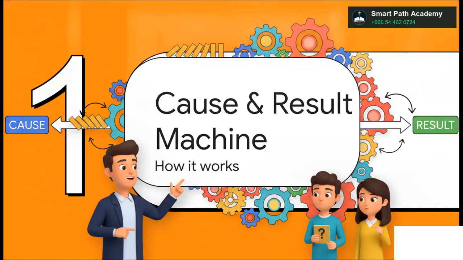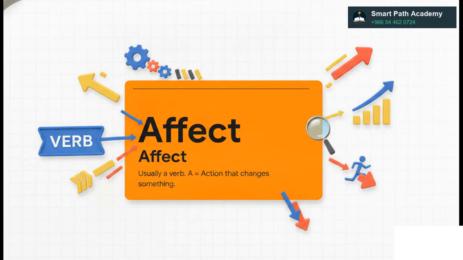Section 1, the cause and result machine. All right, here's the golden rule, the secret to the whole thing. Affect starts with the letter A, and that means it is an action. It's a verb. It is an active force that is doing something or changing something. Just picture that A in affect as a bunch of dynamic action arrows moving around. When something is moving, doing, or actively changing a situation, you need that A word. A equals action, which means A equals affect.